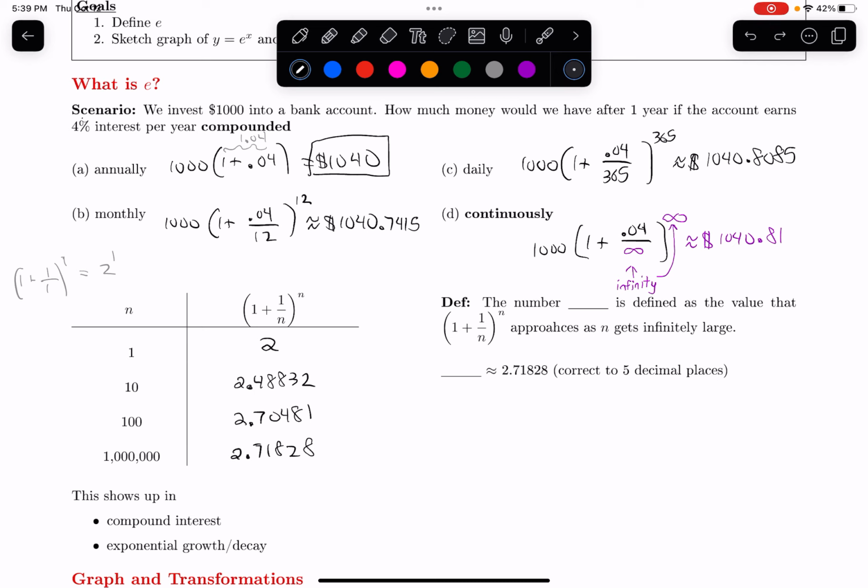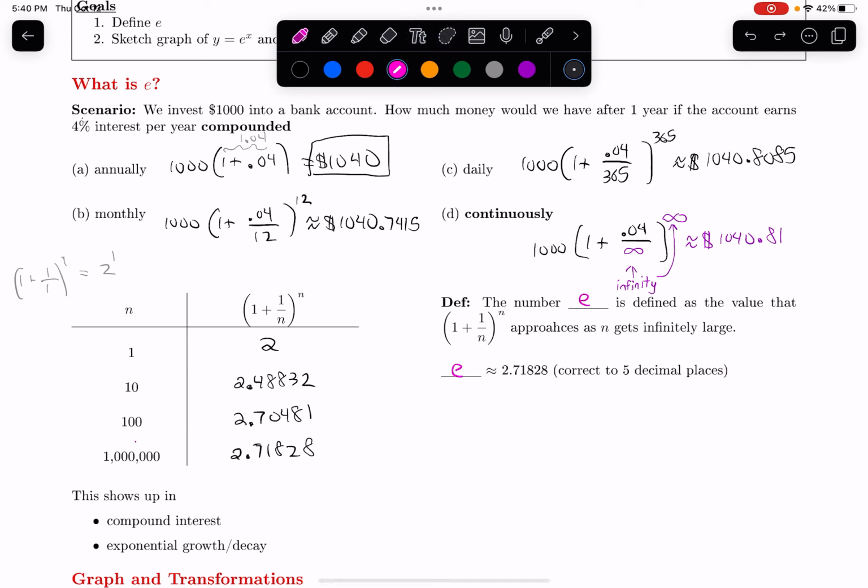Okay, and the value that they get close to has a special name, and I'm going to give a definition. So that number that these outputs seem to be getting really, really close to, like 2.7 something, something, something, we call that number E. So the number E is defined as the value of this expression as n gets infinitely large. So E, it turns out, if I kept going like this and plugged in bigger and bigger numbers, is about 2.71828. So that's correct to 5 decimal places.